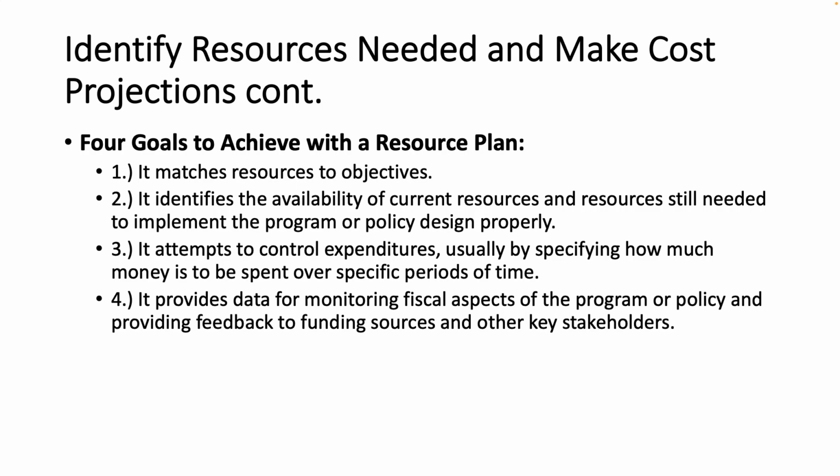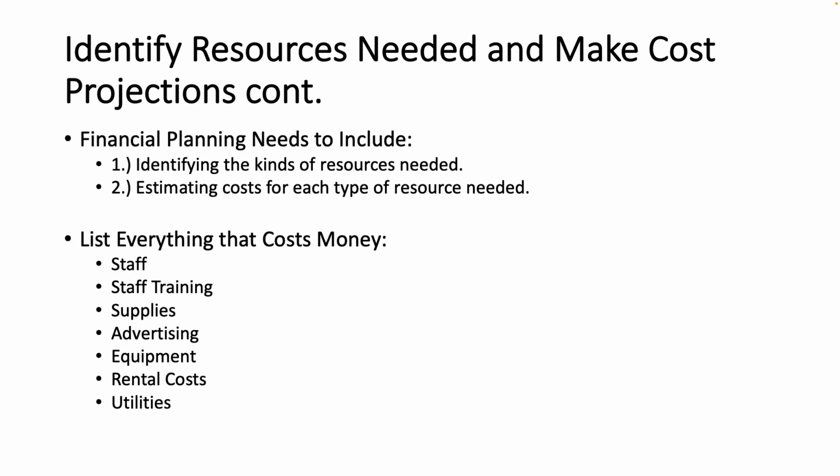fiscal reports are done. So when you're doing all of this, you can use all kinds of fancy accounting models that are really outside of the scope of this class, but all of it really breaks down into two tasks. You want to identify the kinds of resources that are needed, and then you want to estimate the cost for each type of resource that is needed. I want to put this out there as well. A lot of times too, because again, I'm not an accountant. I wish I was. I'd be making probably a lot more money than I am now.